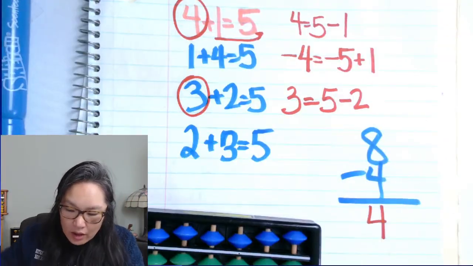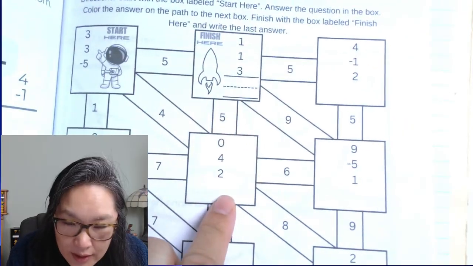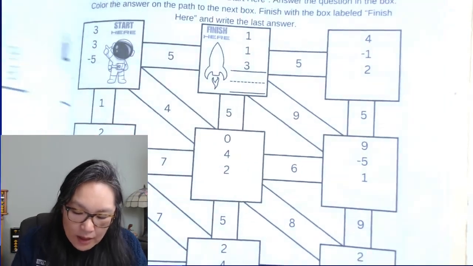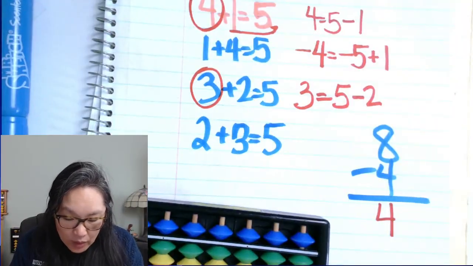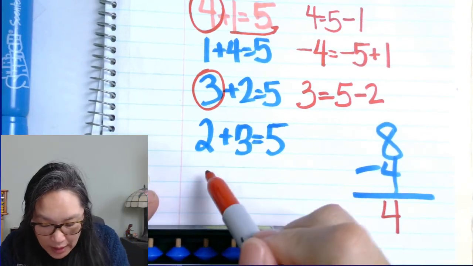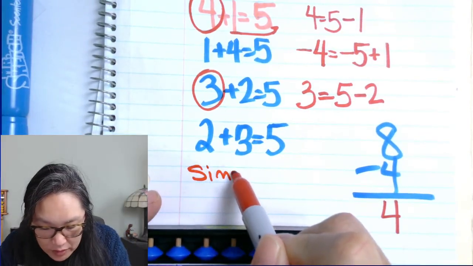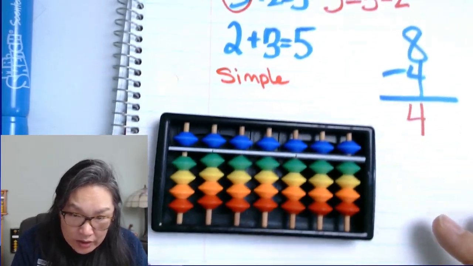So all of these questions are very math +5 based. This book is +5. What does that mean? Well, in Abacus, we learn how to do simple first, which means there is no formula. That's what I talked to you guys about.